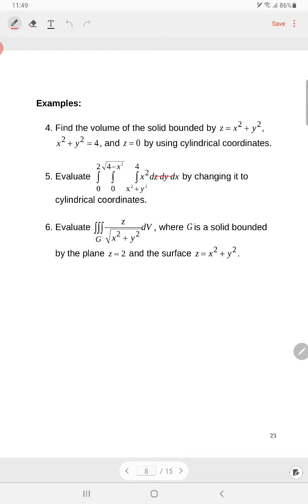So here you can see that the order of integration is with respect to z first. So this is the upper limit for z, and this is the lower limit for z. The upper and the lower limit for z in Cartesian is the same as the upper and lower limit for z in cylindrical, except you don't use x and y.